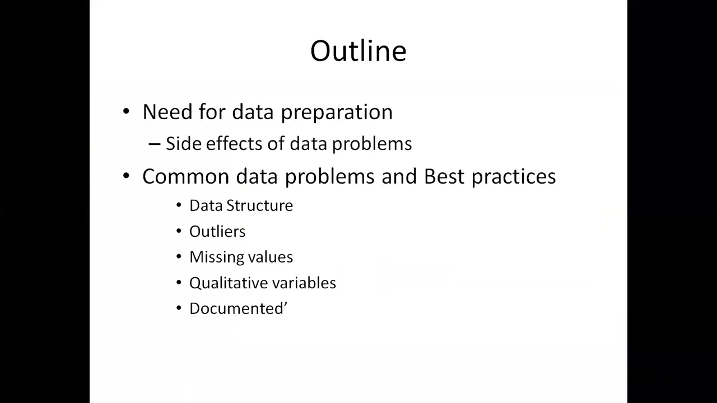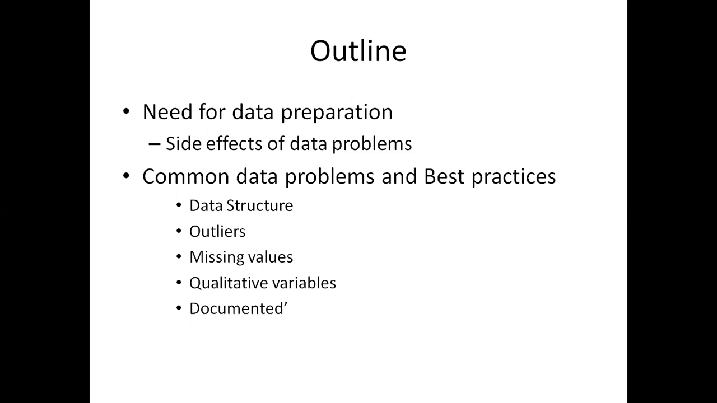All right. So the first part is we will go through why we should be looking at data preparation, what are some of the aspects related to problems in raw data, and as we identify those problems, we also look at what are the available solutions or some of the best practices associated with those problems.